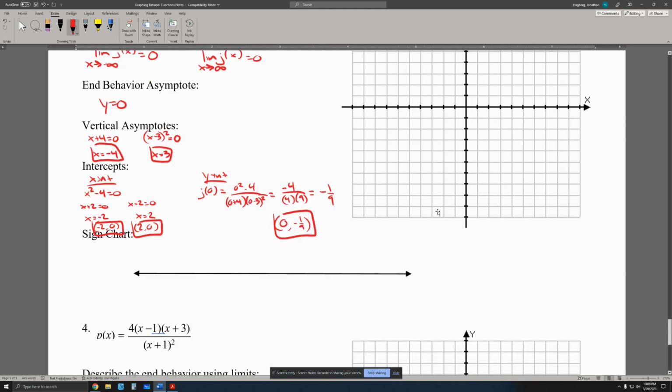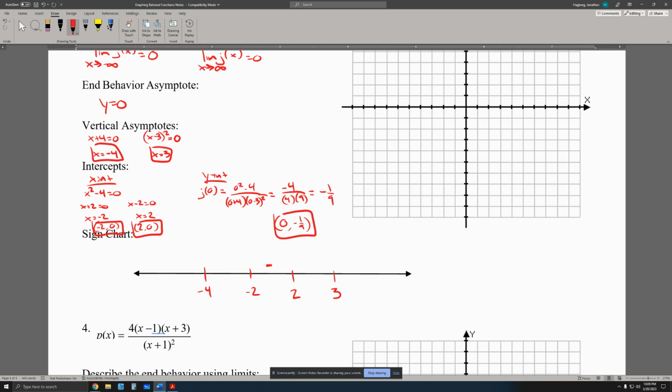For our sign chart, we're going to plug in 4 values, so -4, -2, 2, and 3. We know that the end behavior asymptote is y equals 0, so we have to start with our y-intercept. The interval containing our y-intercept is between -2 and 2. The function value is negative.